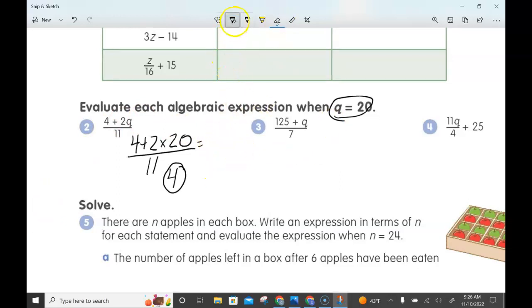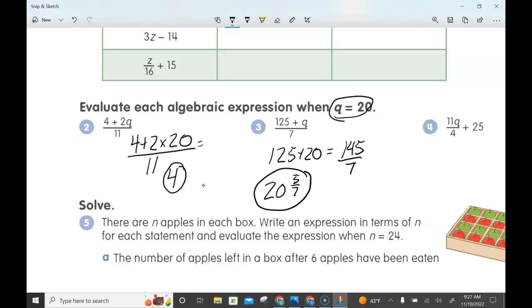All right, let's take a look at the next problem here. I'll erase a little bit of this. And number 3, 125 plus q, divided by 7. So we take 125 plus 20. That's going to give me 145 over 7. Okay, so now we're going to have 7 going into 145. And we'll just do this quickly. 7 goes into 145 20 times. 5 is left over. The denominator stays the same, so 20 and 5/7.